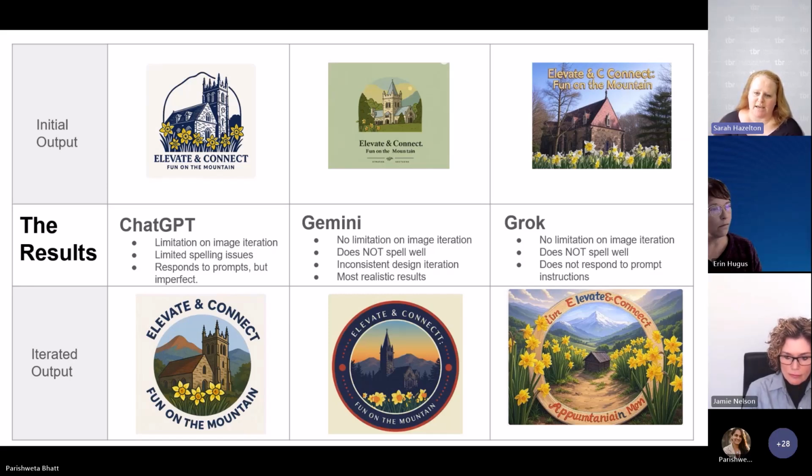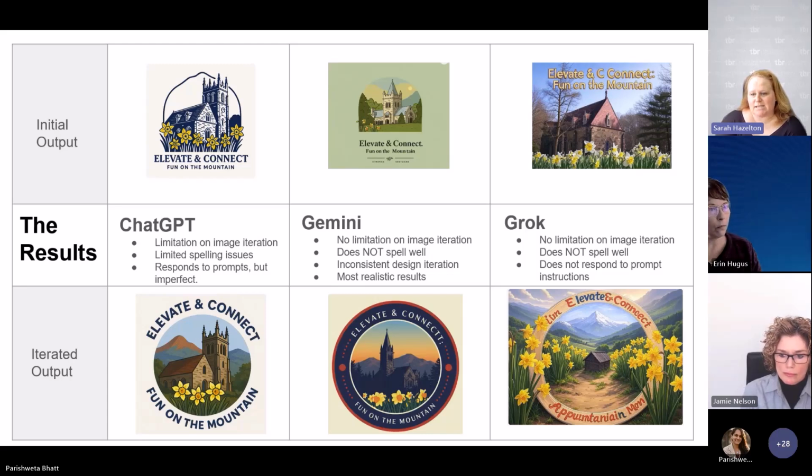Now, here's a couple of things that I learned along the way. ChatGPT does have some limitations on the number of images you can iterate, which is why prompting is really important. ChatGPT does a better job at spelling, and it responds better to the prompts, but it's still imperfect. What I mean by that is, in the iterated output, I had asked it to provide a natural, realistic look, and I still got kind of a cartoon response in that output.